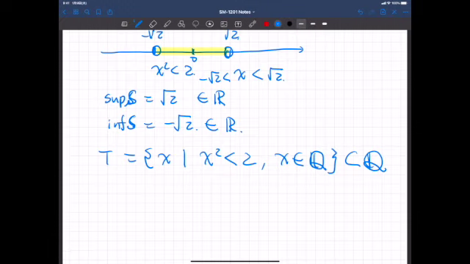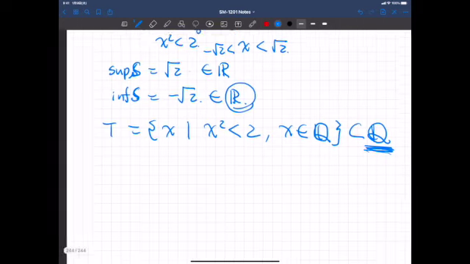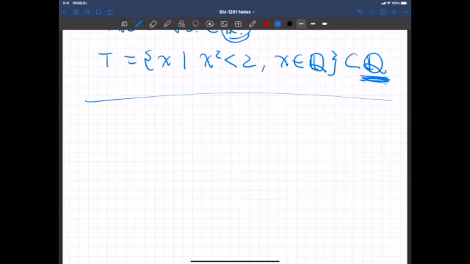In this case, supremum is of course square root of 2, but that is not a rational number. And also infimum, negative square root of 2, is irrational, so that doesn't belong to this set, the set of rational numbers. So the very existence of supremum and infimum within real numbers eliminates the continuity of real numbers. Okay, so based on this, we introduce the following axiom.